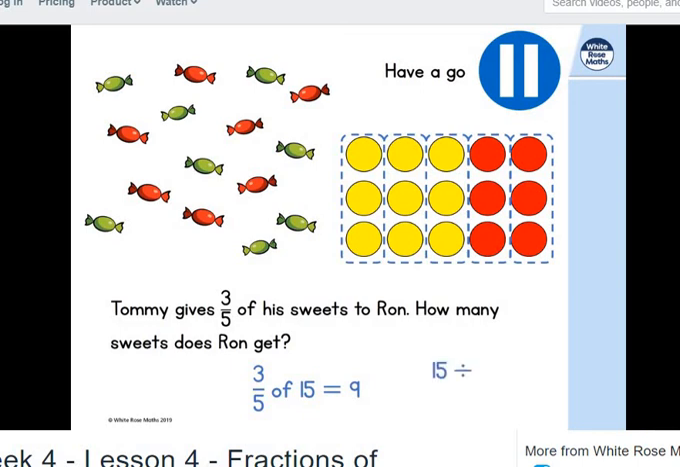Calculations-wise, we could have worked out the parts by doing 15 divided by 5, which gave us 3 in each part. And then we want to know, well, how many would that be if there are 3 of those parts? So 3 sweets in each part, and we've got 3 of them, which gives us 9.